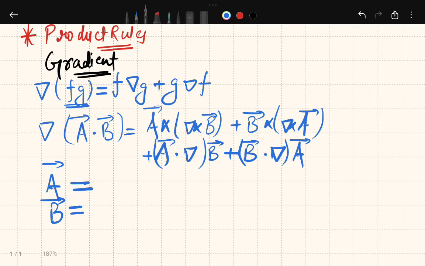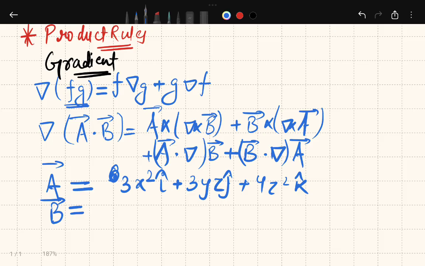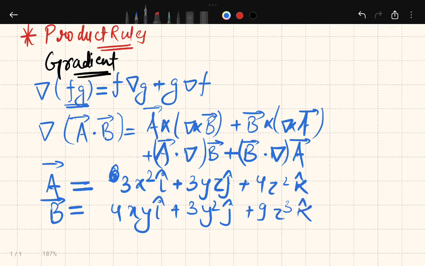For A vector you may try something like 3x square i cap plus 3yz j cap plus 4z square k cap. And for B vector you can keep something like 4xy i cap plus 3y square j cap plus 9z cube k cap.